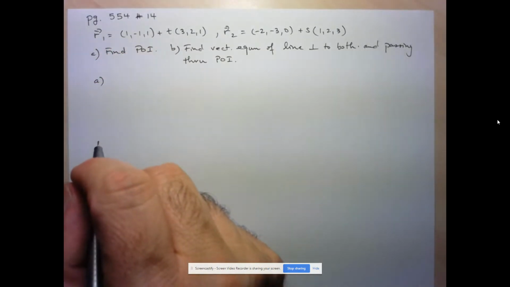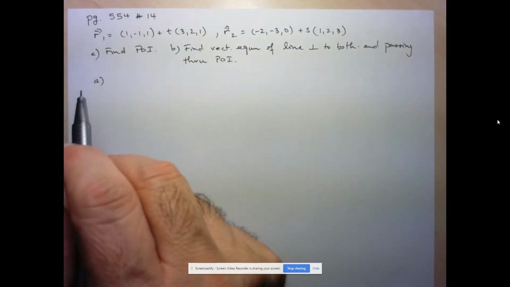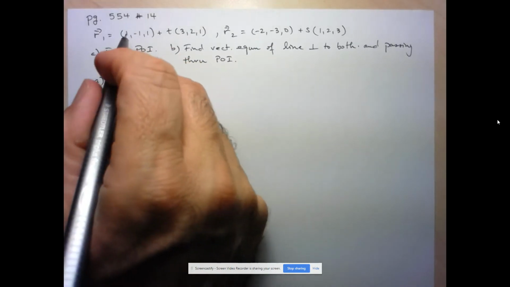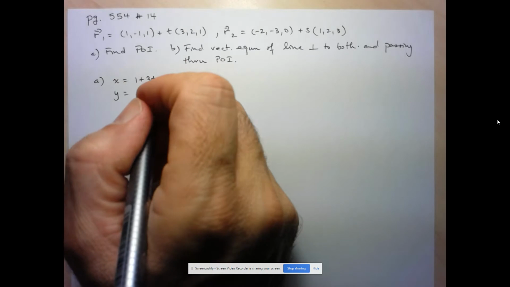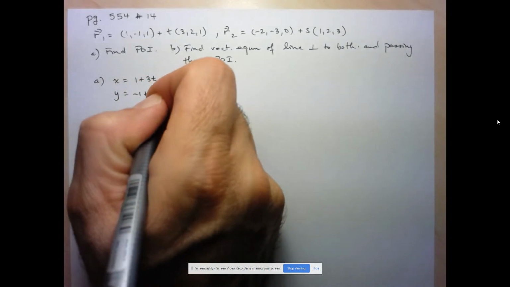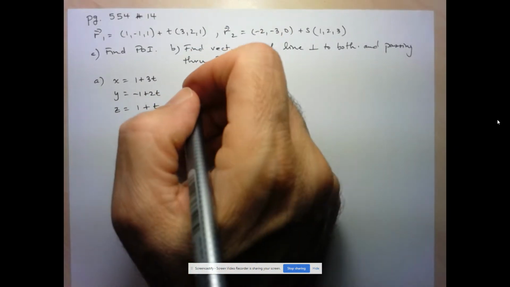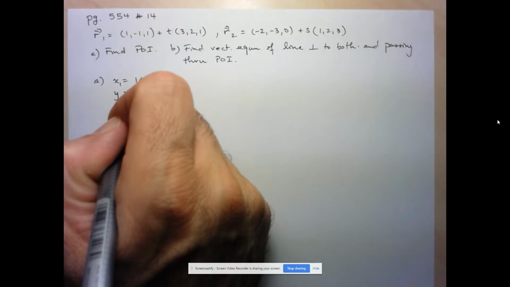In order to solve that, the first thing I would suggest doing is putting these equations in parametric form. So we take a look at the first line. We've got x is equal to 1 plus 3t, y is equal to -1 plus 2t, and then z is equal to 1 plus t. I'll call this x1, y1, z1.